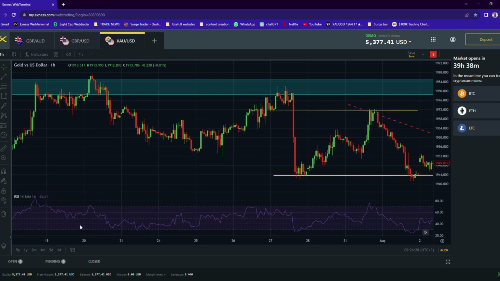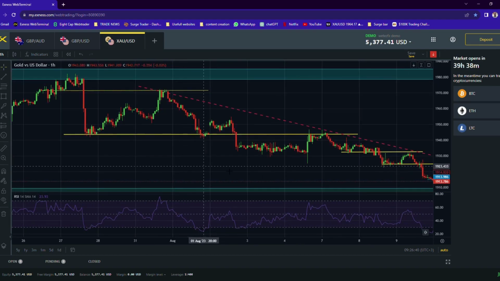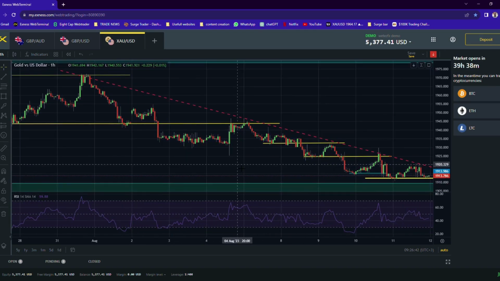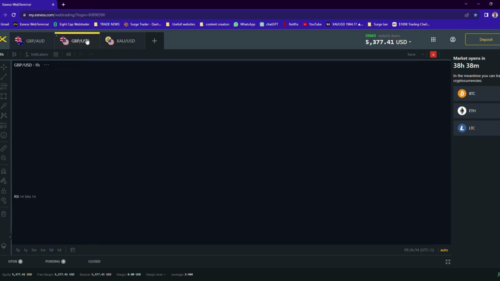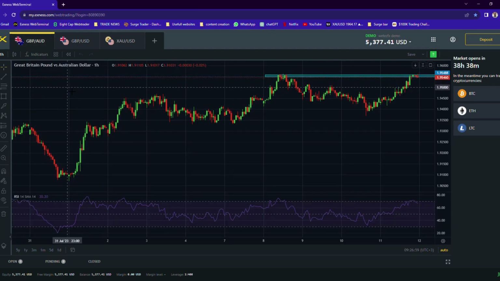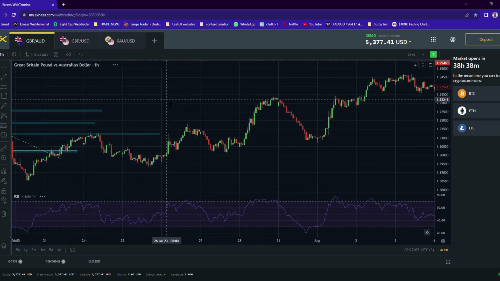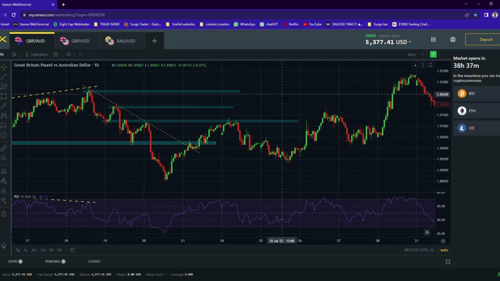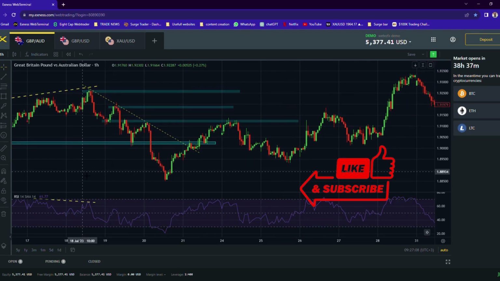So we're doing this video about an indicator that is commonly used by most traders, but today we want to see how you can utilize this indicator to get some good opportunities on the market. We are going to use three currencies as examples: Gold USD, GBP USD, and GBP AUD, to see how you use the RSI, which is the relative strength index.